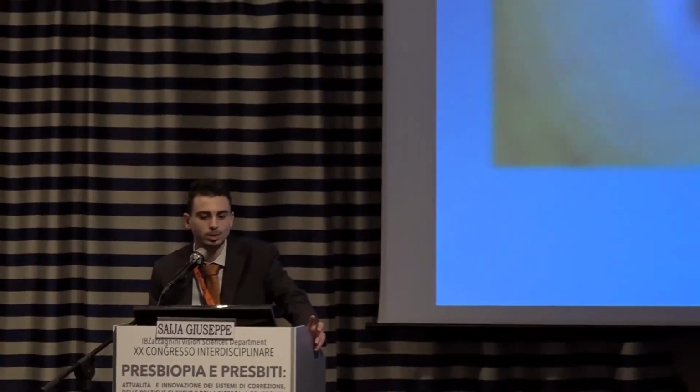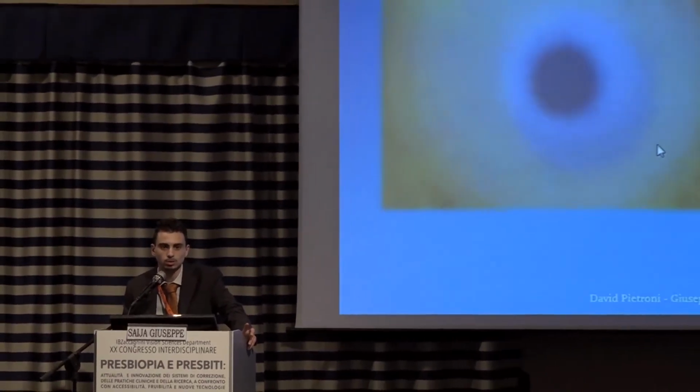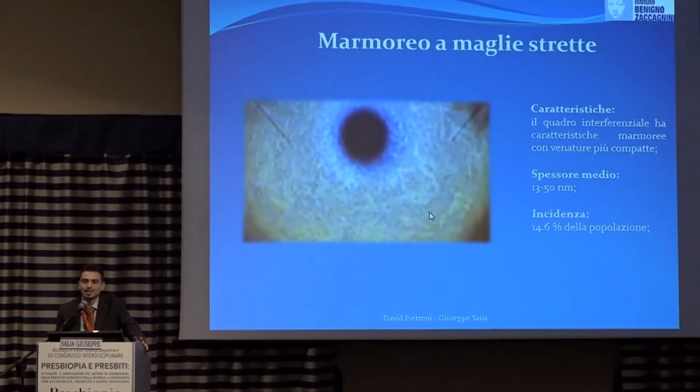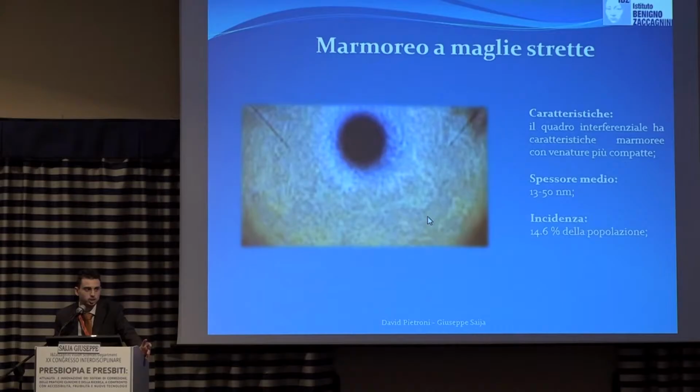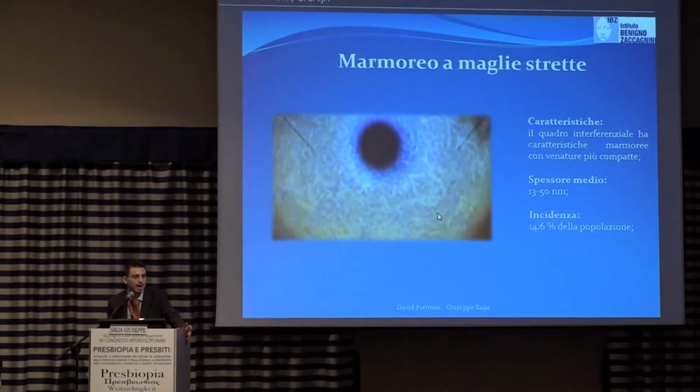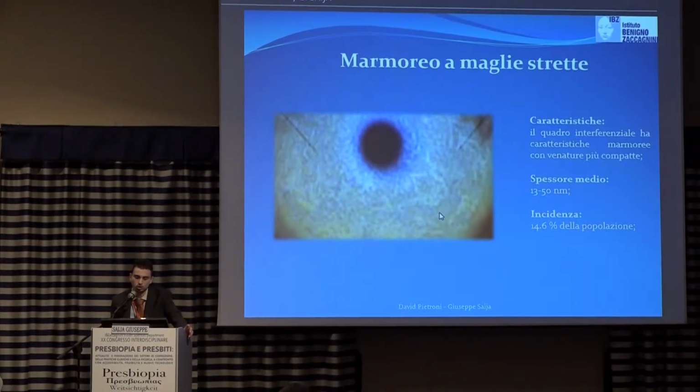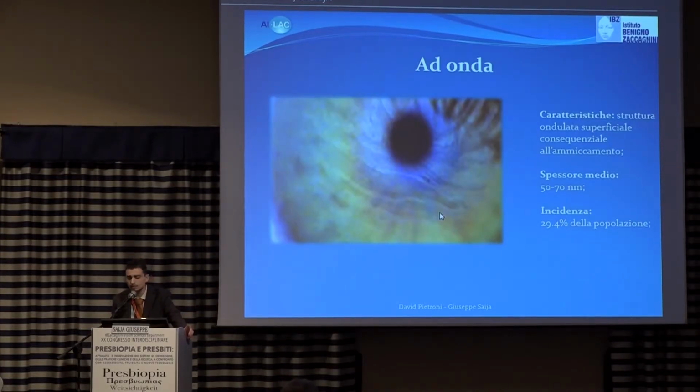In the case of abnormal external agents, the stability of the tear film is considerably reduced in these subjects. Therefore, you may have the development of dry eye. Then you have a close-link marble-like structure, which has a lot in common with the previous one. The thickness here may even be 50 nanometers. It's slightly more stable than the previous condition.